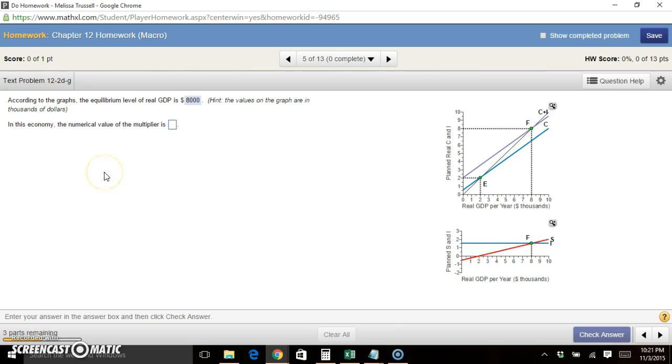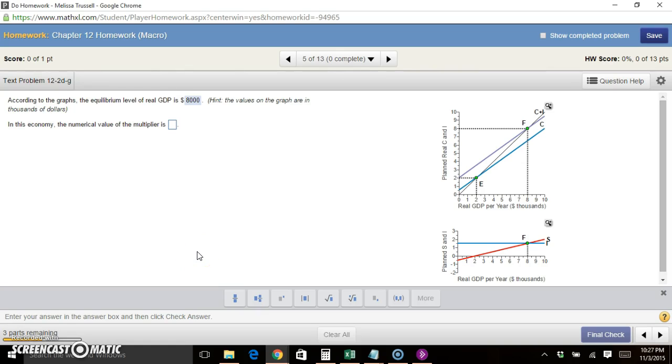The next question. In this economy, the numerical value of the multiplier is. Now, the multiplier, what is this guy? The multiplier is discussed on page 280 and following in your textbook. And the multiplier is defined as the ratio of the change in the equilibrium level of real GDP to the change in autonomous real expenditures. The multiplier can also be thought of as the number by which you multiply a change in investment or consumption to get the change in equilibrium real GDP.